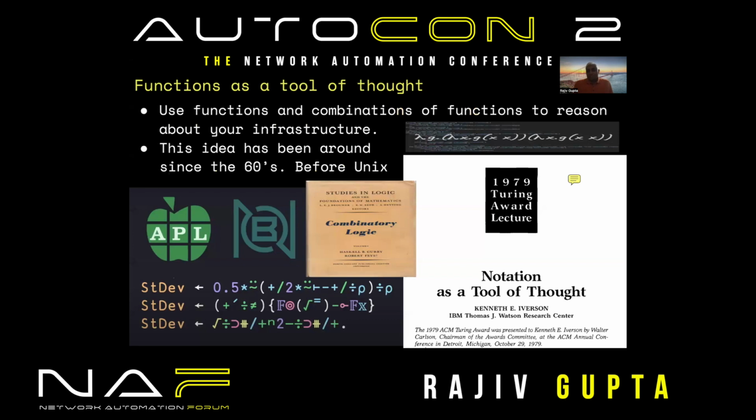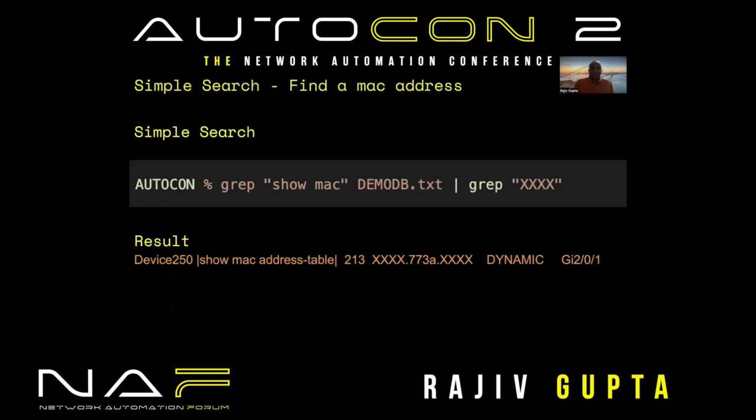This is just a slide that I want to point out. Combining functions together to create complex operations, the idea of that has been around very long. It's actually been around before Unix and even almost before the imperative programming style. There's a whole field of study called combinatory logic or lambda calculus that you can look into more. It's fascinating.